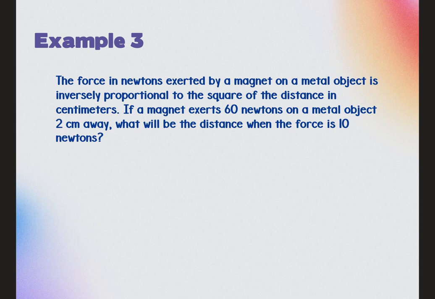It says the force in newtons exerted by a magnet on a metal object is inversely proportional to the square of the distance in centimeters. So as soon as you see inversely, we know divide. If a magnet exerts 60 newtons on a metal object 2 centimeters away, what will the distance be when the force is 10 newtons?